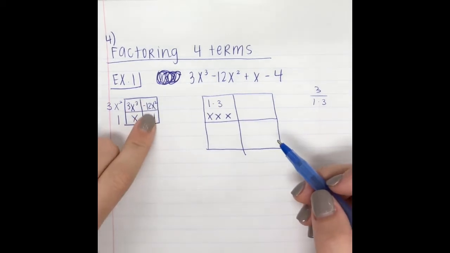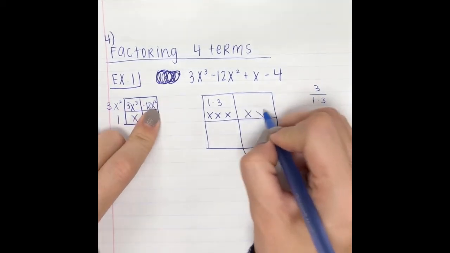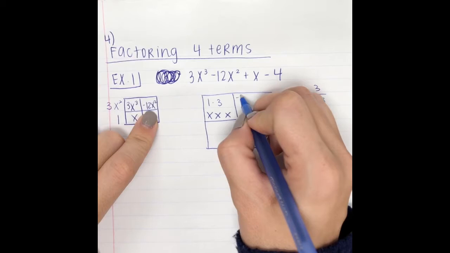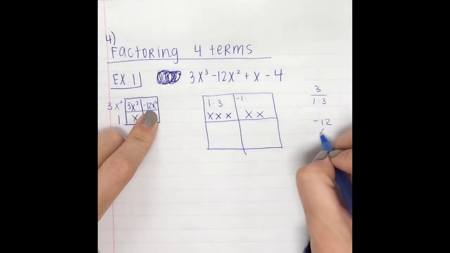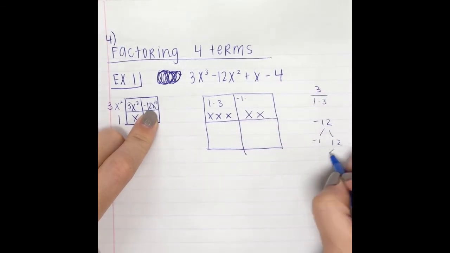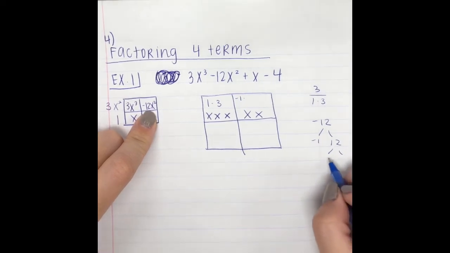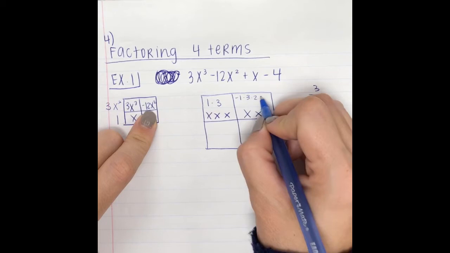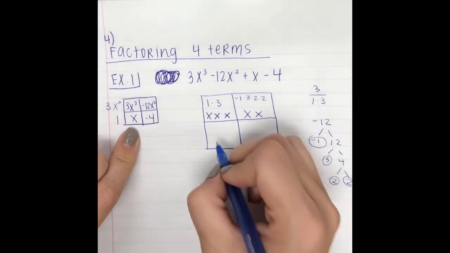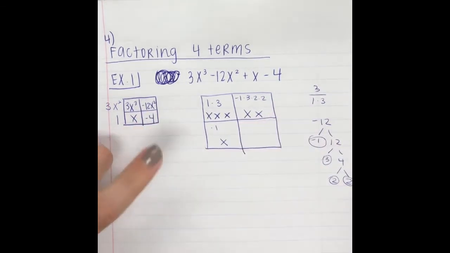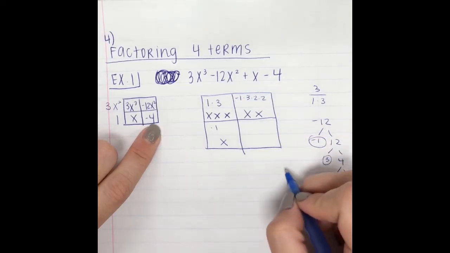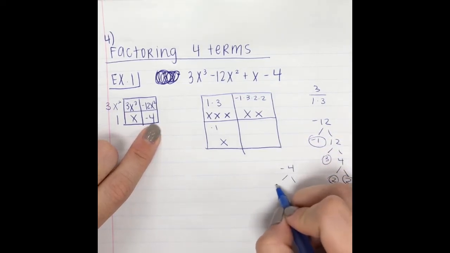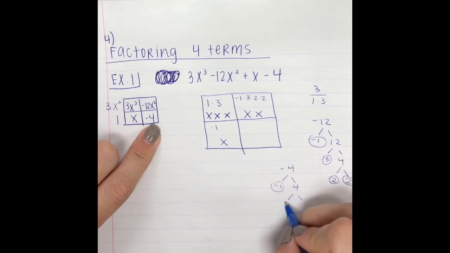Then we're looking at negative 12x squared. So our x squared means we have 2 x's. We know we're going to have a negative 1, okay? We can break this down to negative 1 and 12. 2 things that multiply to give me 12 could be 3 and 4. 3 is prime, and then 4 breaks down into 2 and 2. So negative 1 times 3 times 2 times 2. X is just x times 1, and then negative 4 would break down into negative 1 and 4, which is 2 and 2.